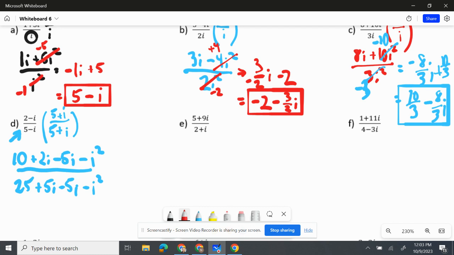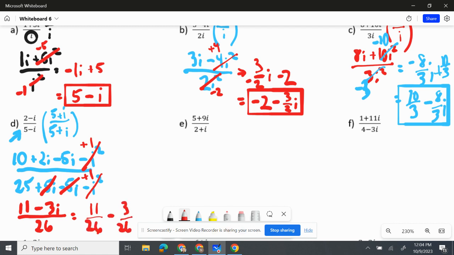Now, when we're looking at this, the denominator should always cancel the i's. I squared we know is -1, so that becomes a +1. So 26 is our denominator. I squared is -1, so that becomes a +1. So that would be 11 minus 3i. And when we write it in standard form, that would be 11 over 26 minus 3 over 26i.